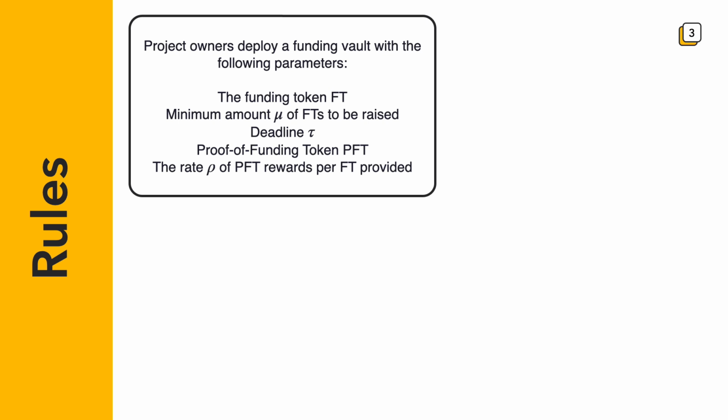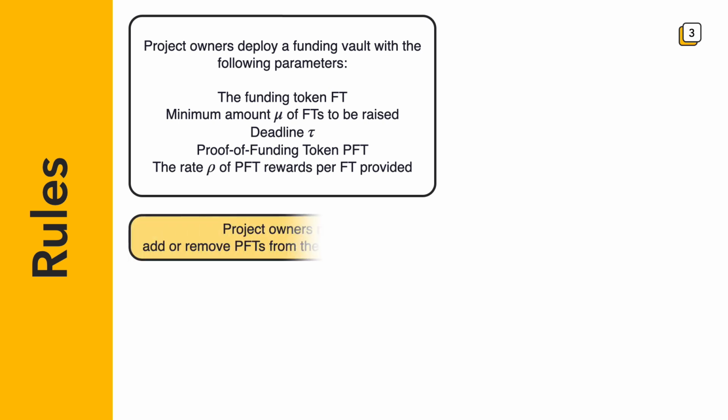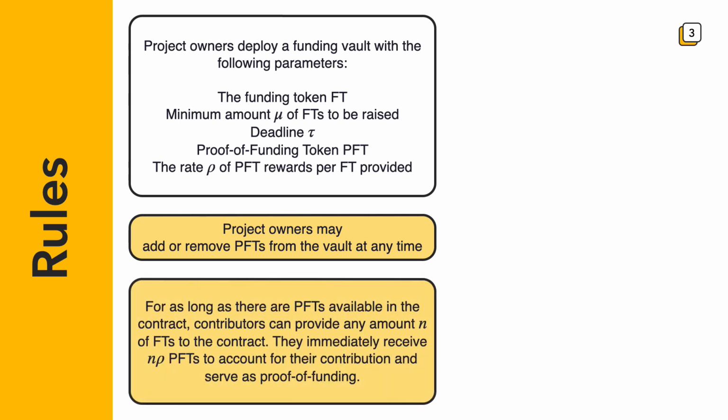So after this funding vault is deployed, project owners may add or remove proof of funding tokens from the vault at any time. For as long as there are proof of funding tokens available in the contract, contributors can provide any amount of funding tokens to the contract, and they immediately receive a proportional amount of proof of funding tokens to account for their contribution and serve as proof of funding.